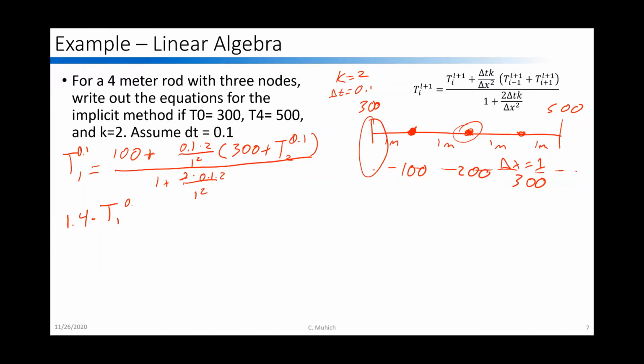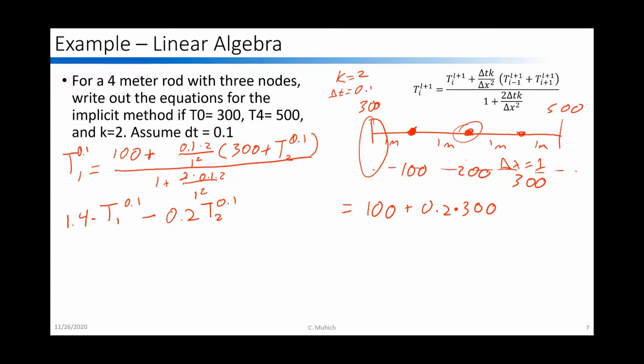times T1 at 0.1. Then I move over some of these points. So here we have minus, because I have to move over that 2t. So we get a minus term over there: minus 0.2 times T2 at 0.1. And then everything else ends up on the right-hand side. I'm going to leave some space, and then we have everything else over here. So this is 100 plus 0.2 times 300.